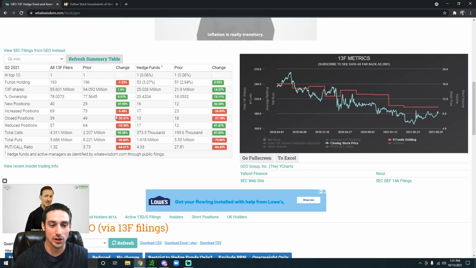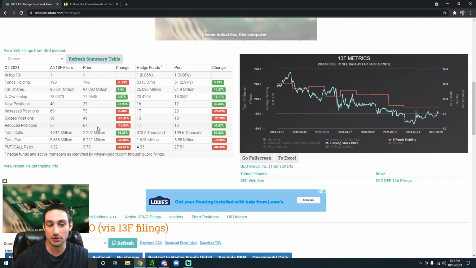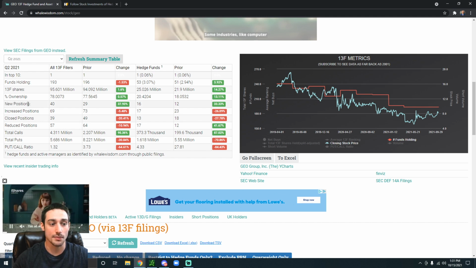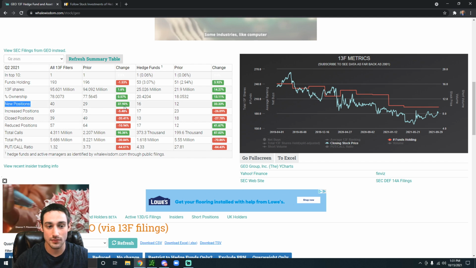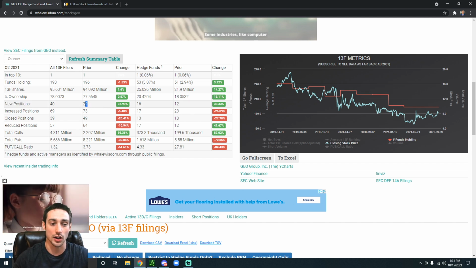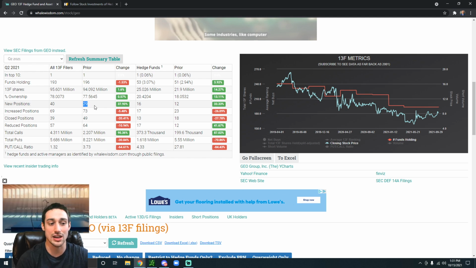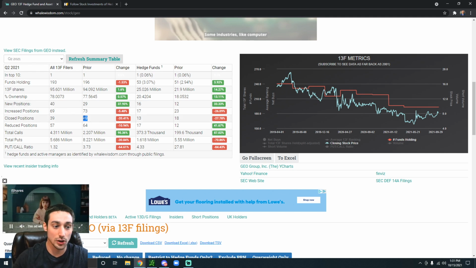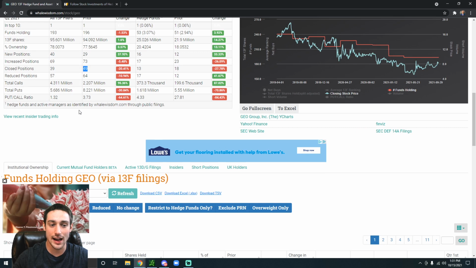I'll scroll down. I'll look at how many funds reduced their positions, how many funds created new positions. We could see over the past quarter there was a new position increase of 38%, you can say. So in the prior quarter, 29 funds had new positions in GEO, but this quarter there were 40 funds with new positions. So I would interpret that as a bullish sign. So you can keep that in mind. Fewer funds also closed their positions. So, you can look at it however you want.